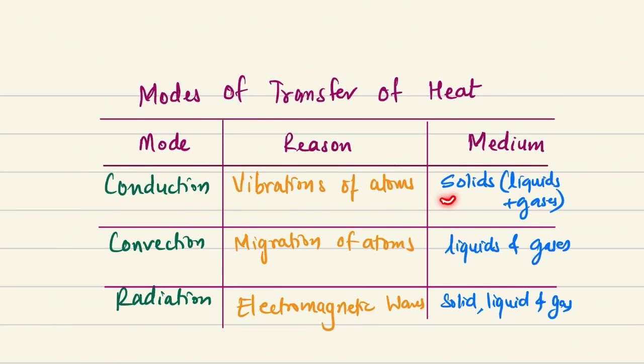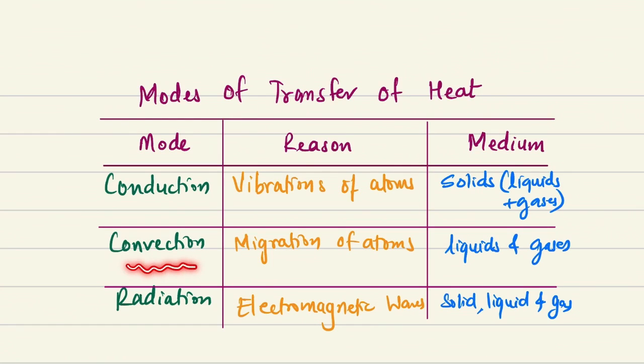Now, in solids, most of the atoms and molecules are at rest, so they do not move, so they can only vibrate. So if you increase the temperature, the atoms and molecules vibrate, and this vibration transfers the heat from one point to another point. This mode of transfer is called conduction. In solids, the transfer of heat is because of conduction. In liquids and gases also conduction can happen, but the major part is in solids. In liquids and gases also we can have conduction.